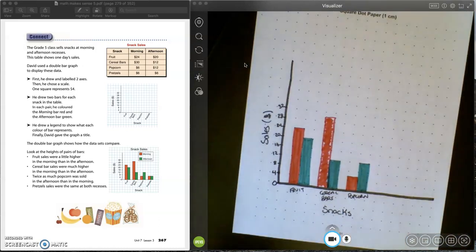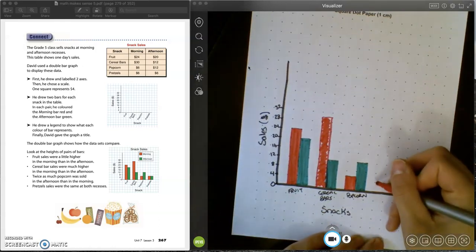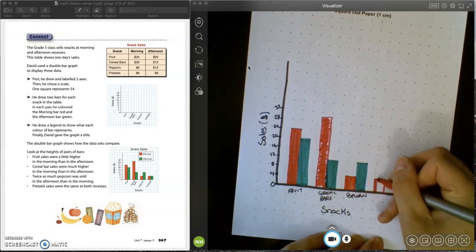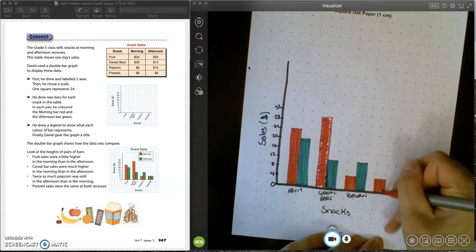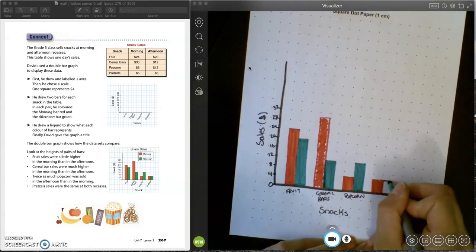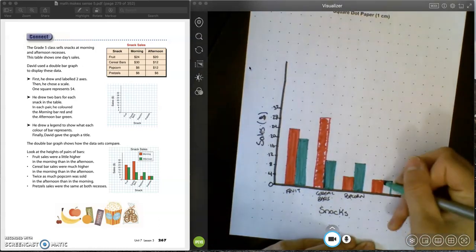Popcorn. Nice. Last one here, pretzels. $6 in the morning, $6 in the afternoon. We thought popcorn wasn't very popular. Quick little shade. And $6 in the afternoon as well. So we'll just line that up.